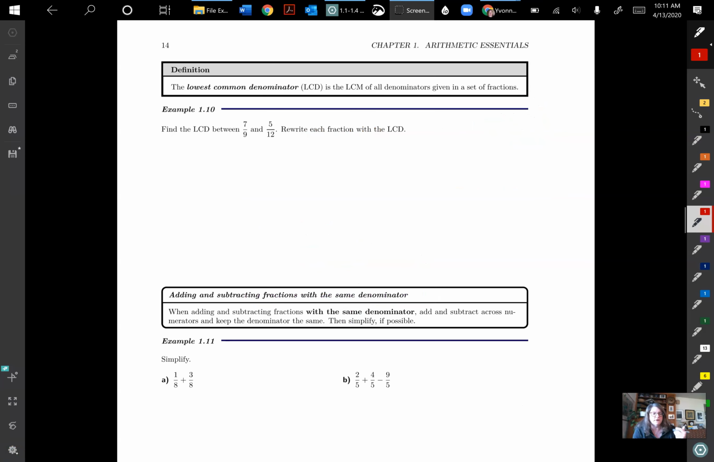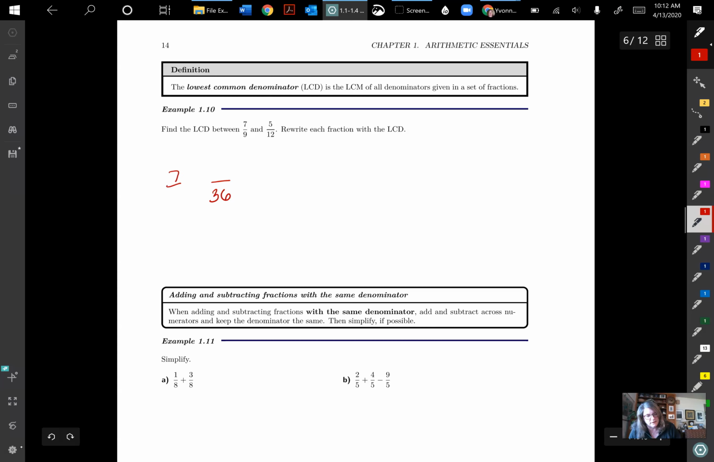Next thing we have is finding the LCD of 9 and 12, and then we're going to rewrite these fractions 7/9 and 5/12 using the LCD. I'm going to do these relatively quickly because it is review, but again, just ask me if you want more details. I'm happy to go through that with you. So the LCD for 9 and 12 would be 36.